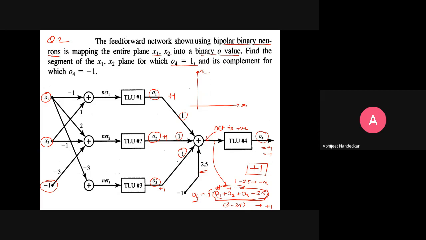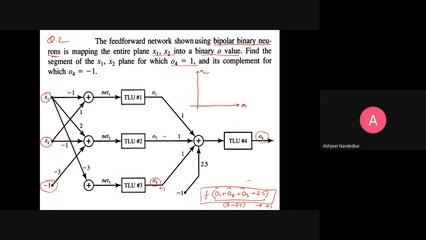Now our task is to find out the region in the x1, x2 plane where these 3 neurons will fire at a time. Now to do that, what we do? We find out what these individual neurons are doing. Okay, we have found out the last neuron is doing this thing. It is implementing O1 plus O2 plus O3 minus 2.5. So this is the last neuron. Now we will go to the previous layer.